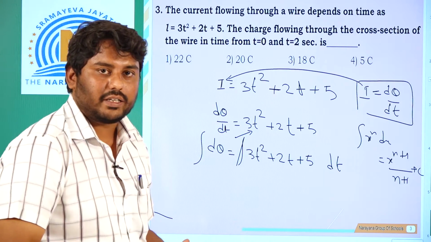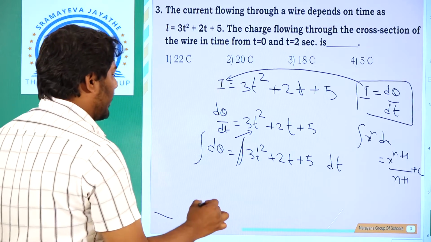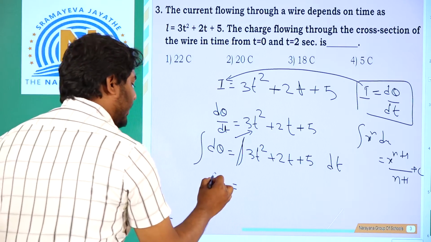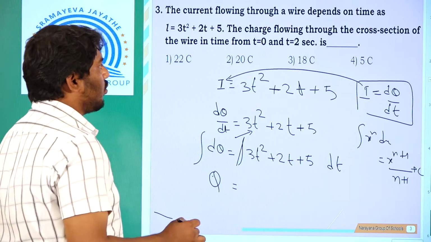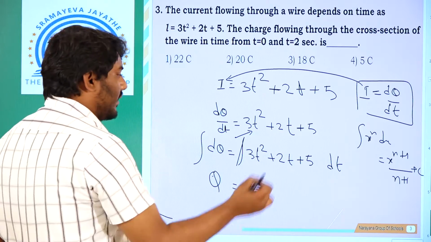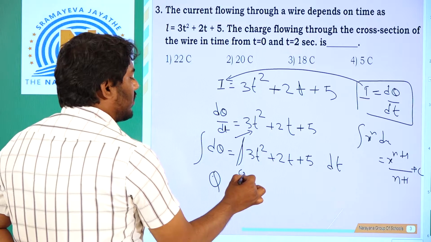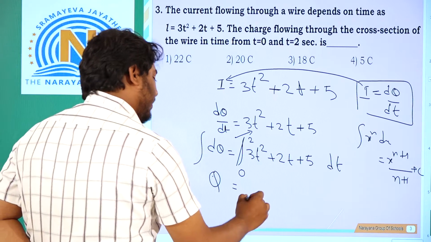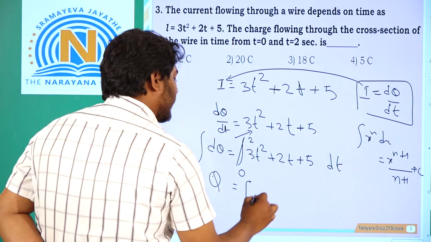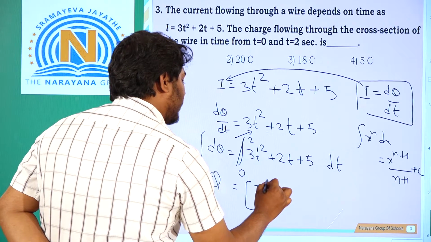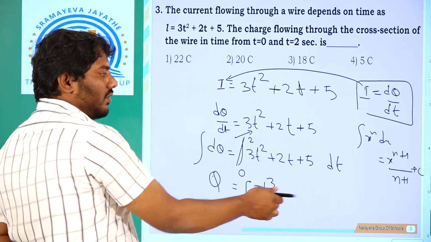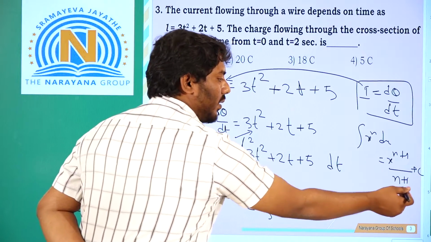After applying the integration on both sides, I will be left with the smallest charge integrated giving the total charge q, and the time t goes from 0 to 2 seconds. If I apply the integration, I will be left with something like this: 3 into t power 3 by 3. How did I get this? From this formula, x power n plus 1 by n plus 1.